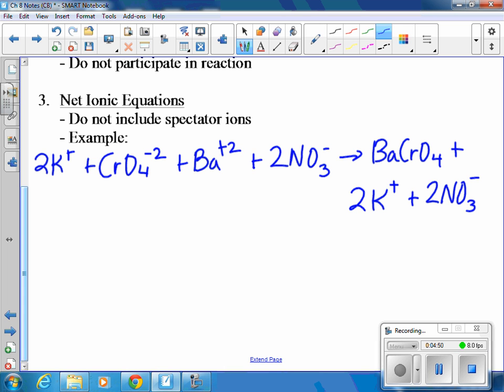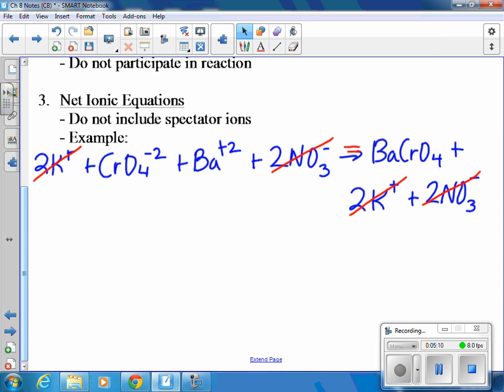Okay, so the spectator ions are the ones that are in the same form on both sides of the equation. You need to remember that the yield sign is like an equal. So on the left-hand side, I have 2 potassium ions, and on the right-hand side, I have another spectator of 2 potassium ions. The same thing, I have 2 nitrate ions on the left, 2 nitrate ions on the right.